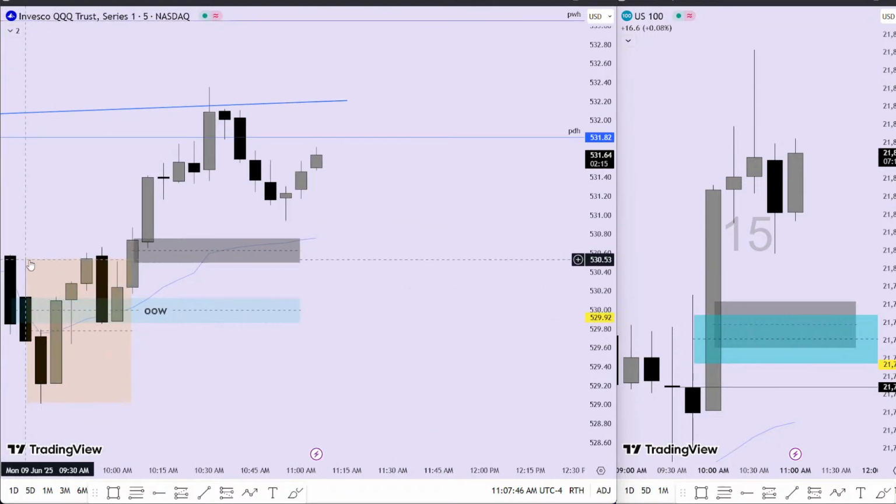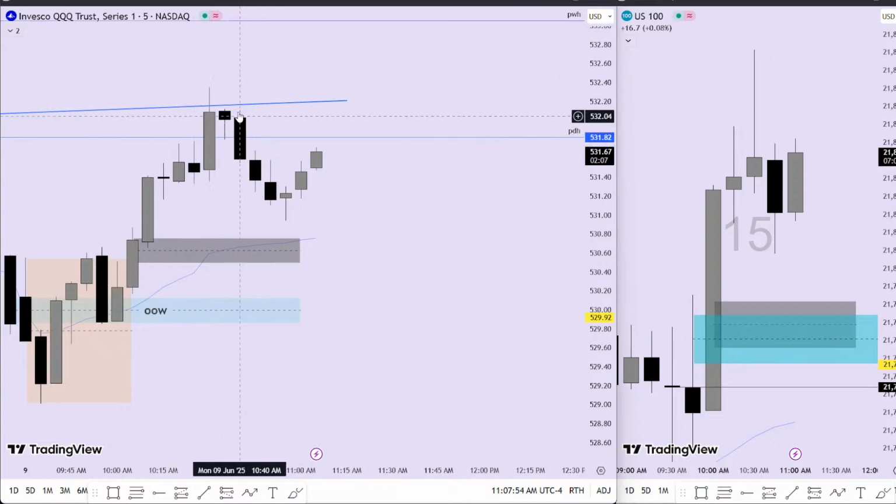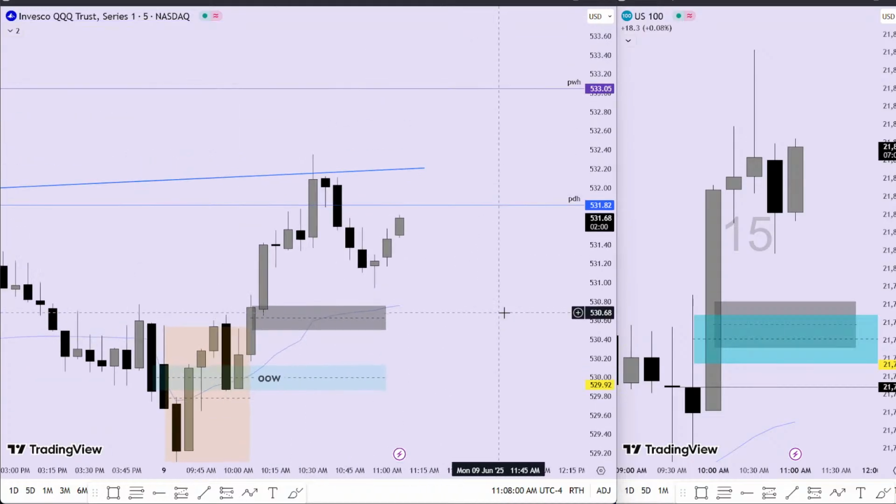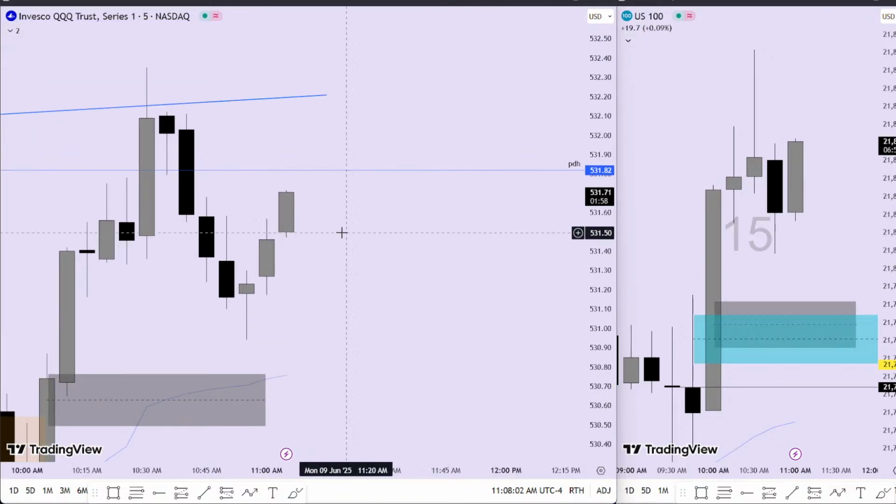This was the opening. First leg, second leg. We are trying to make up the third leg, but it's risky.